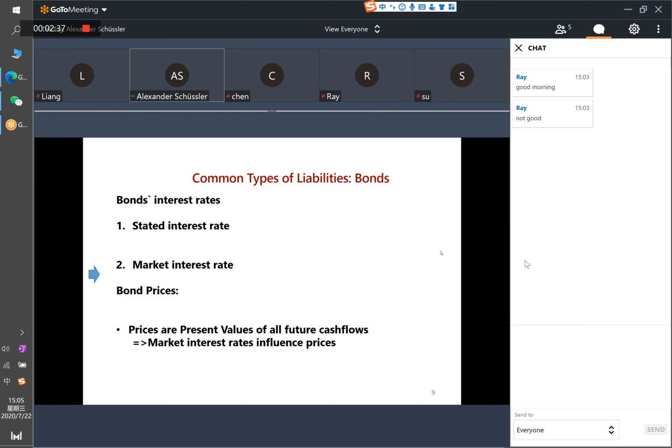If you want to calculate the prices and the values of bonds, you have to do a present value analysis. So prices are the present values of all future cash flows. What are the cash flows in the case of a bond? What are the cash flows that a holder of a bond gets?